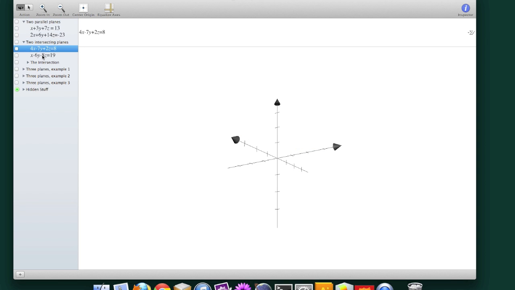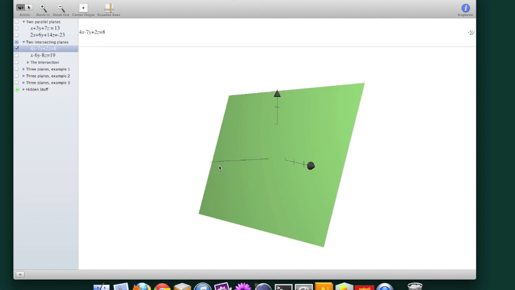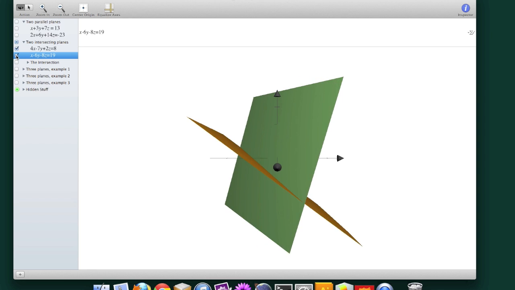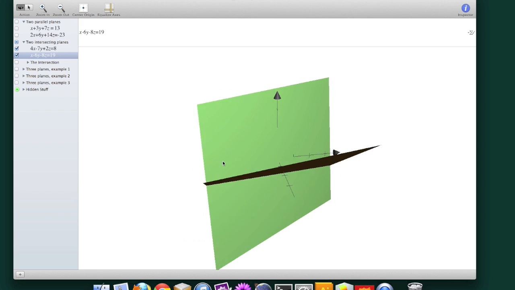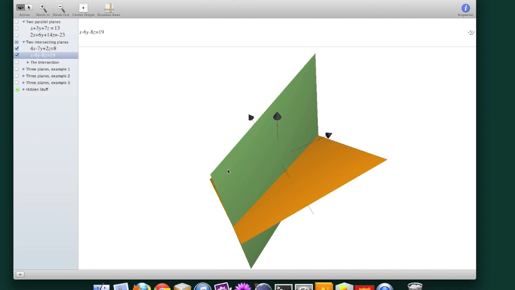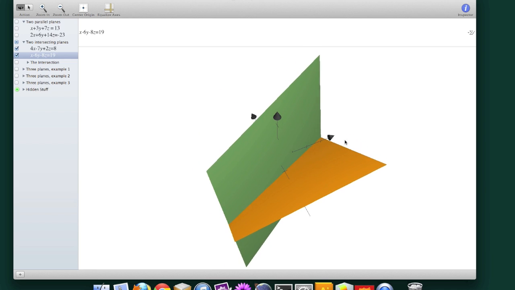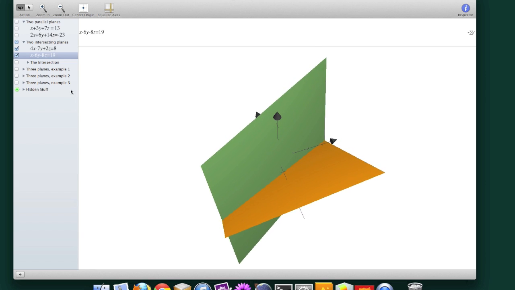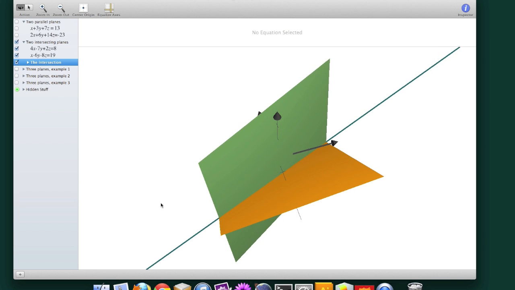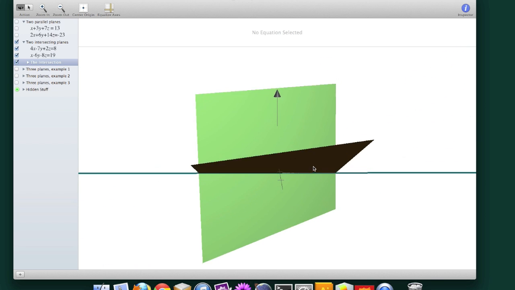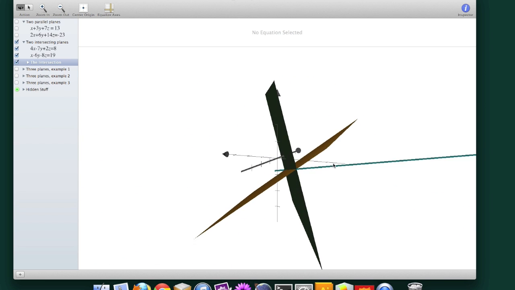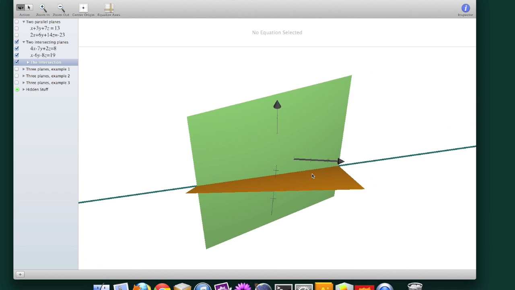Okay, so let's look at another system. Here we have another system that consists of two planes. I'm going to show this first one. So here's my first plane. It's a green one. And my second plane in this system. So these two planes do intersect. When you have two planes that intersect, they intersect in a straight line. So let's look at that line. So there is the line that is the intersection of those two planes. It's sort of hard to see right when it goes through them, but you can tell that that is.